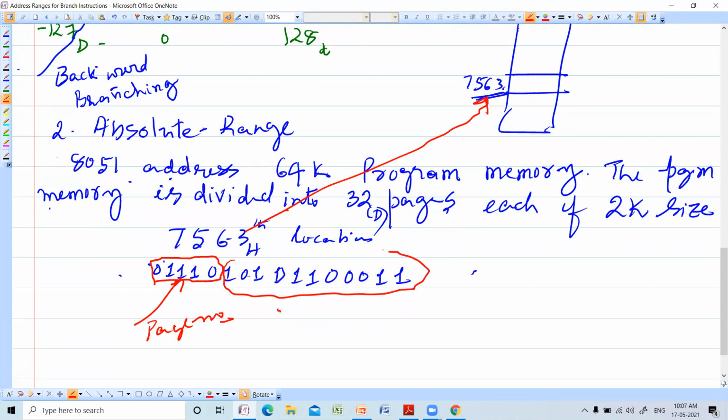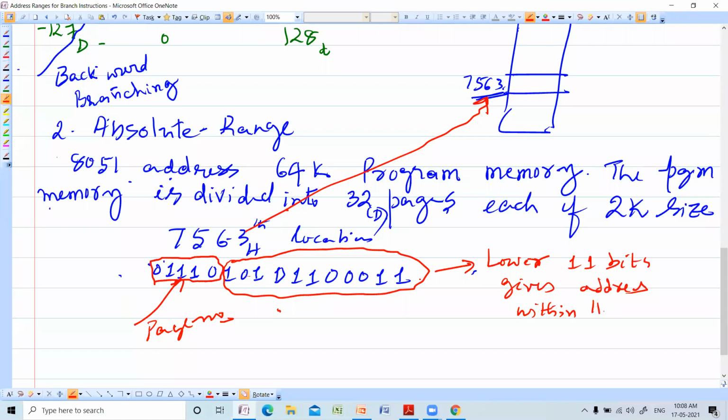Lower 11 bits. So lower 11 bits gives the address within that page. Within that page. See, very, very important to understand this.